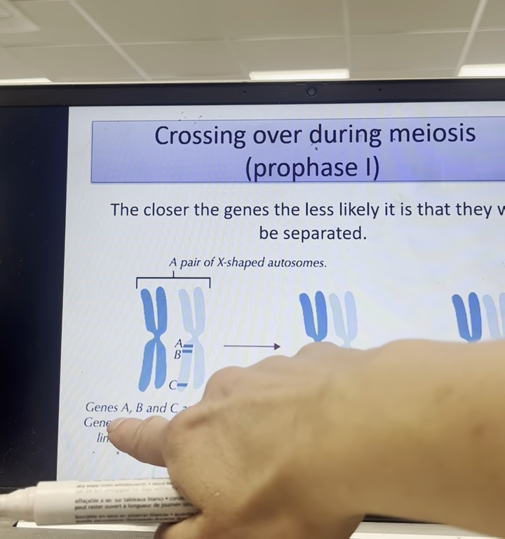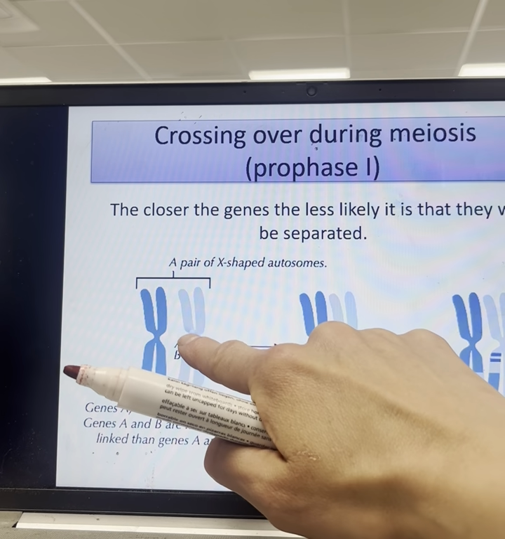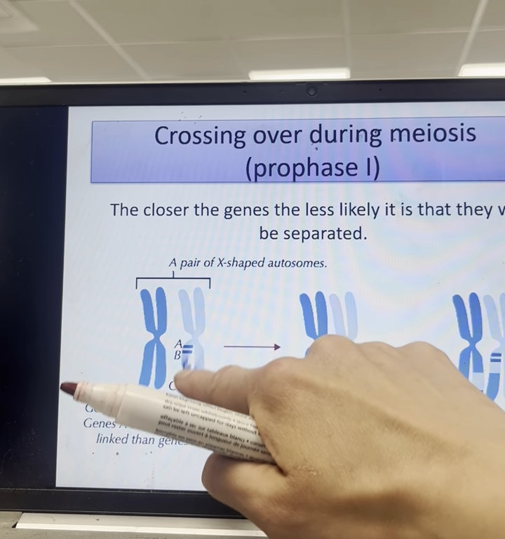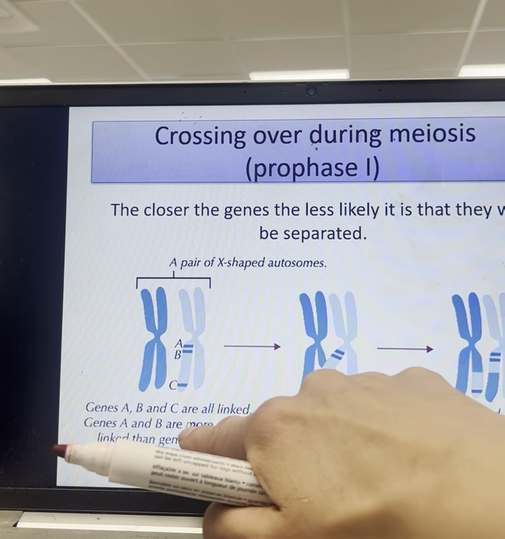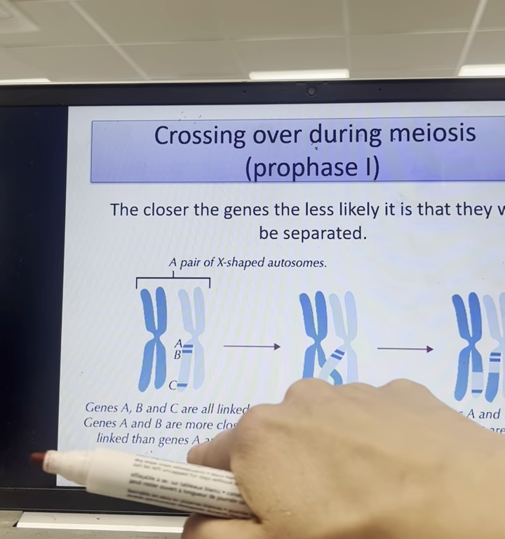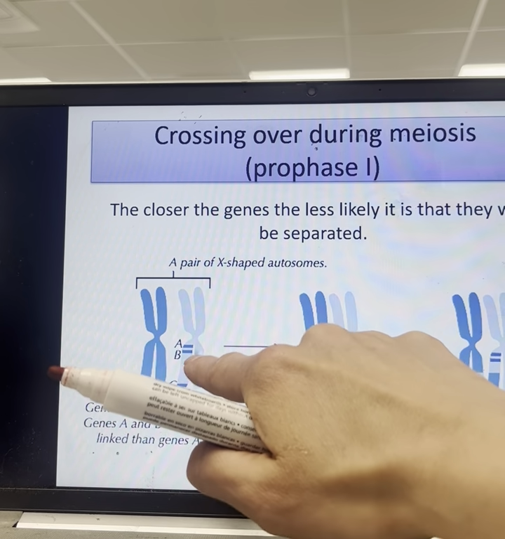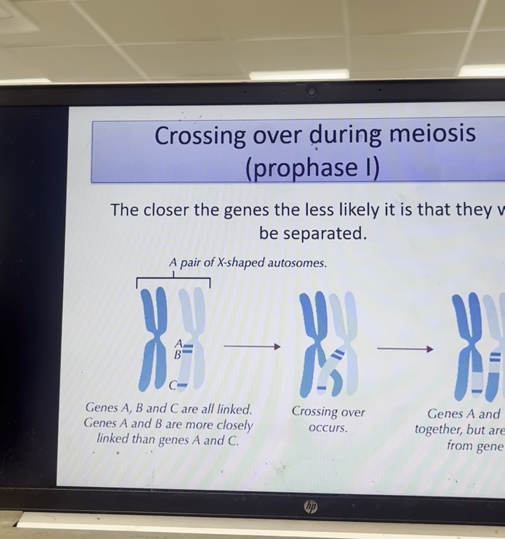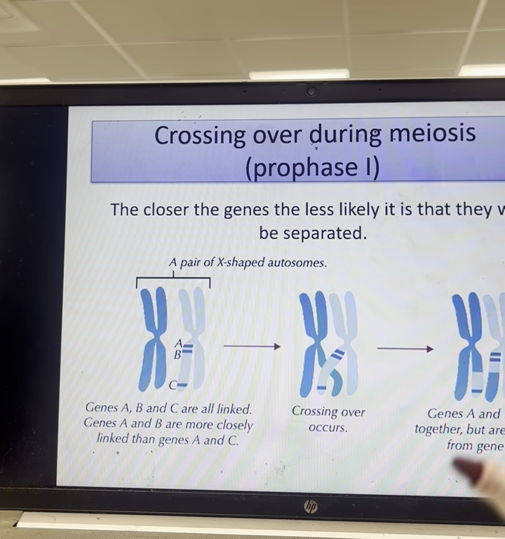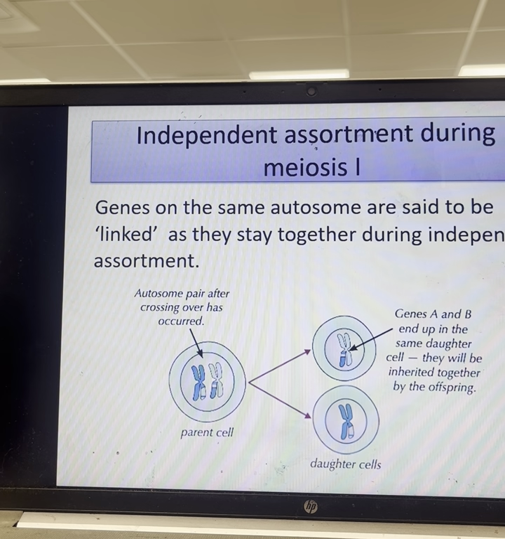So you can see there it says genes A, B and C are all linked, and they are because they're on the same chromosome and they're on the same like section. There's a short arm and a long arm. Genes A and B are more closely linked, however, than A and C. B and C are actually closer, but you can see crossing over occurs. A and B stay together, but C is split up. So the further away they are, the more likely it is that they could split. Genes on the same autosome are said to be linked as they stay together during independent assortment.